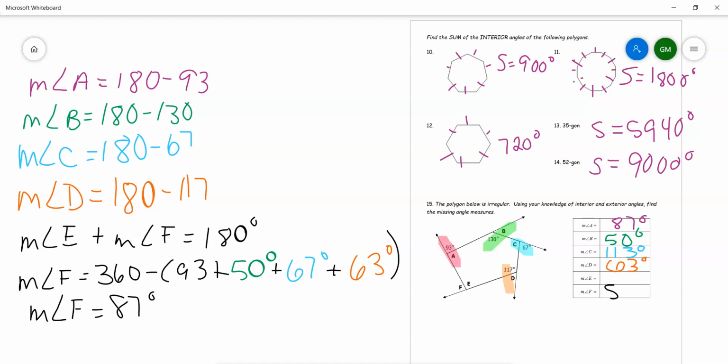Okay. And we already know that the supplement of an 87-degree angle is 93 because angle A was 87 degrees and its supplement was 93 degrees. So angle E is 93 degrees. So angle A is 87, angle B is 50, angle C is 113, angle D is 63, angle E is 93, and angle F is 87 degrees.